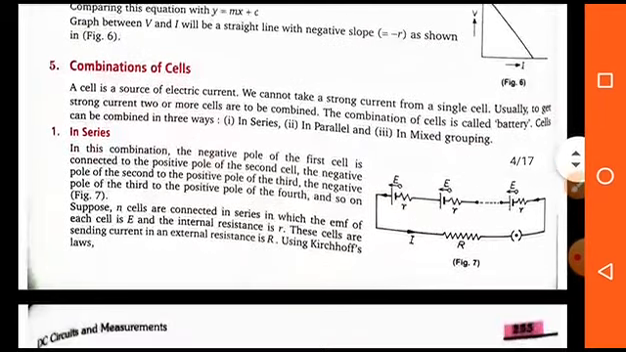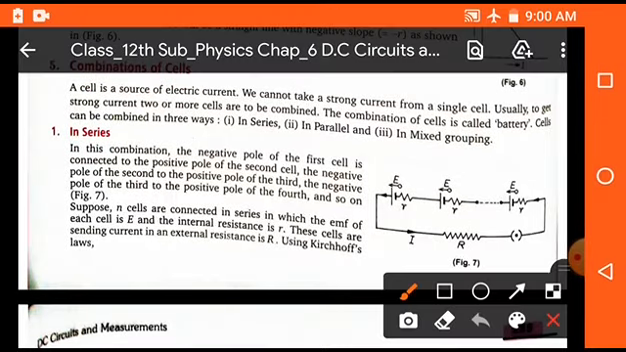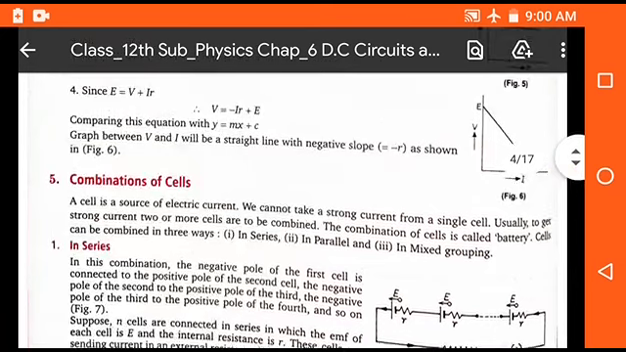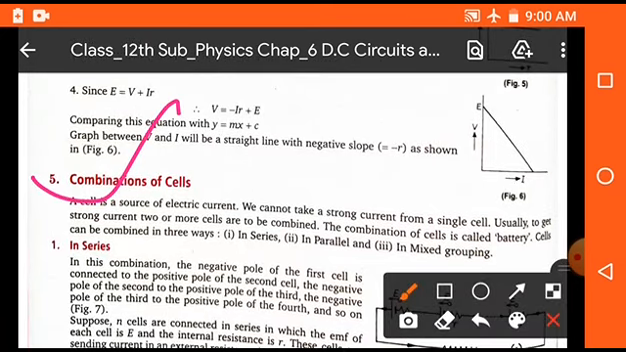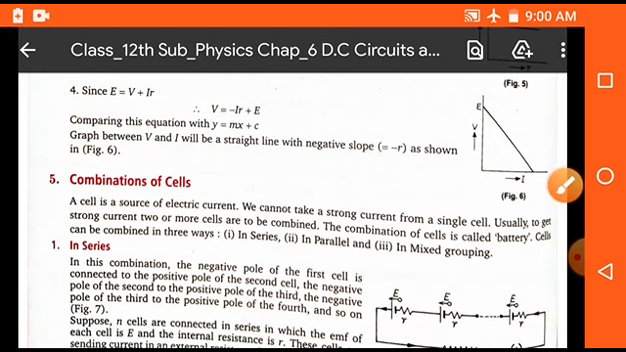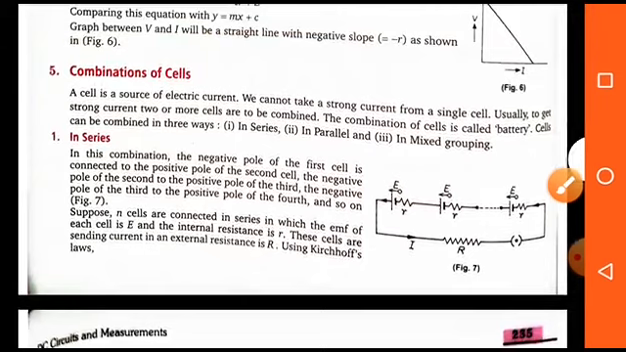Now student, we will discuss here combination of cells. As you studied combination of resistances and combination of capacitors, in the same way we will discuss here combination of cells. So there are three types of combinations of cells: first series, second parallel, and third mixed. So one by one we will discuss here. First is series combination.